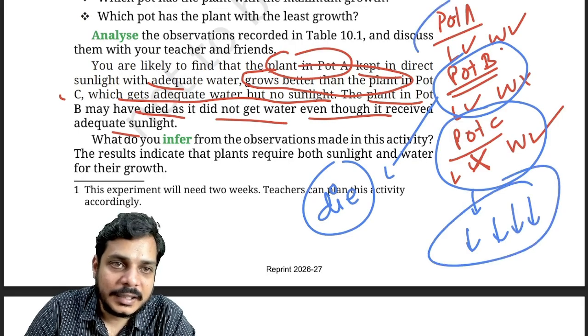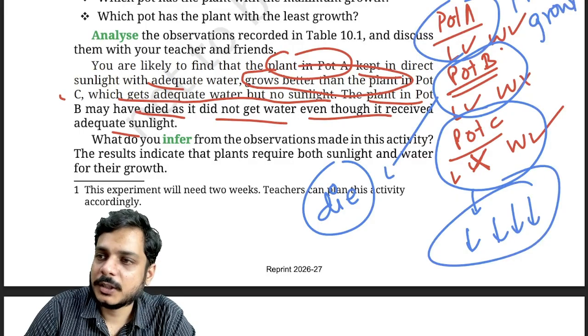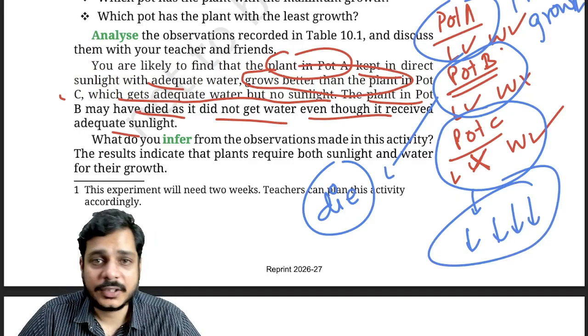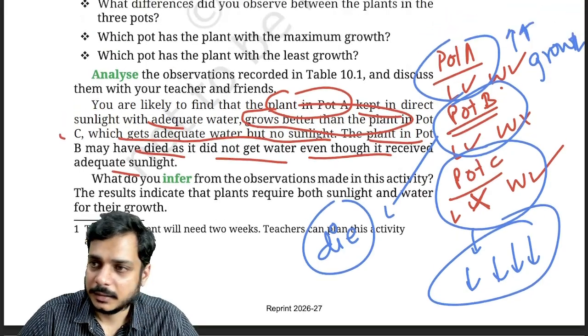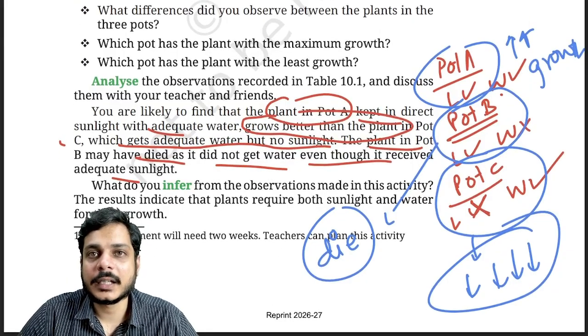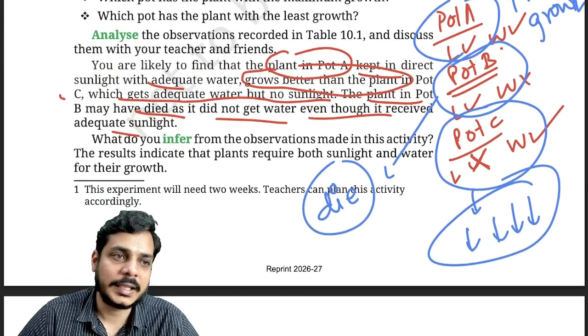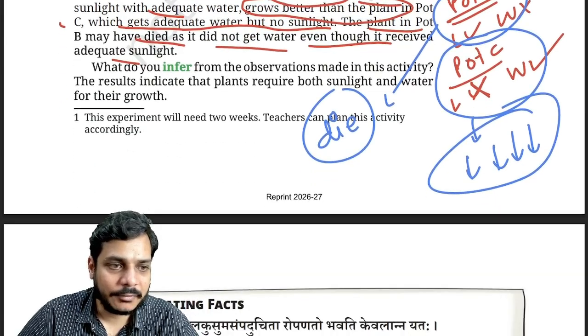Okay, and in this there will be higher growth. So this points to the direction that we require. That means if you have to derive this understanding, the plants will require these factors like direct sunlight as well as water. So that is the inference that we make.